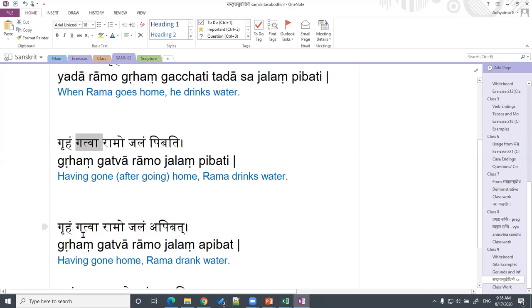So you could say, for example, here, Gruham gatva Ramo jalam apibat. Apibat is, as you know, the past sentence, lang lakara. Having gone home, Rama drank water. So Gruham gatva would not change. Because the tense changes into the past tense, the form remains the same.